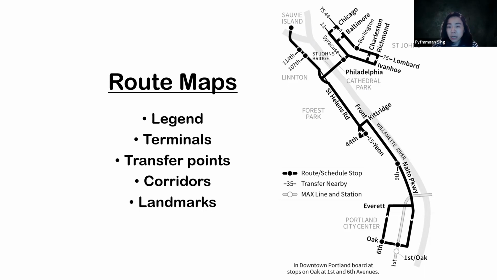On this particular map, on the right-hand side, which is for a TriMet route in Portland, if you look at the legend on the bottom left, we see the meaning of 3 different symbols, right? We see route schedule stop. We'll discuss all of these, but route schedule stop, transfer nearby, and MAX line and station, right? So we have an idea of what some of the symbols mean right now.